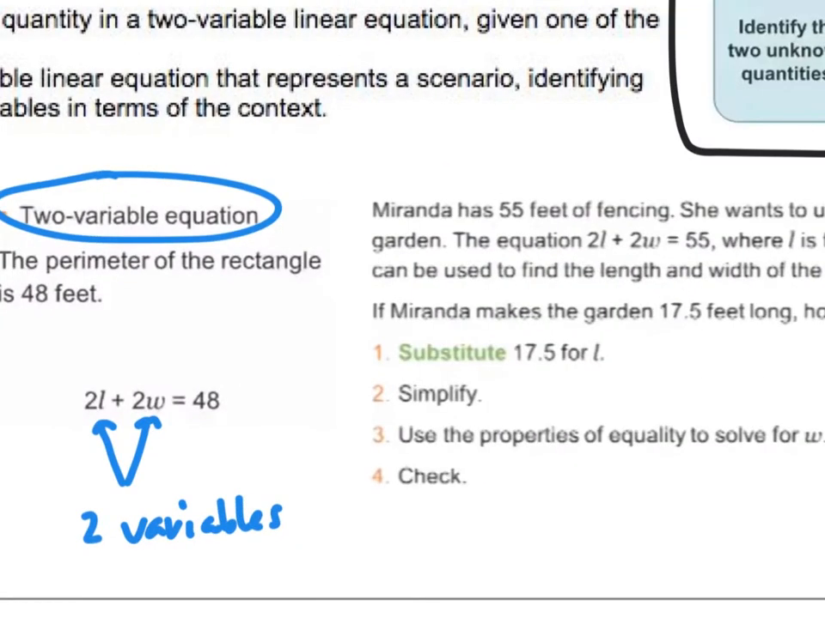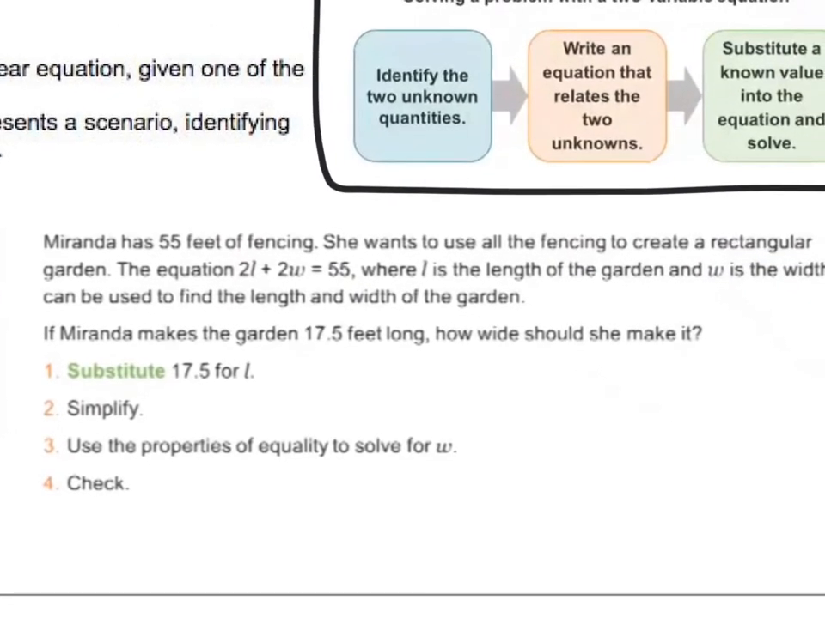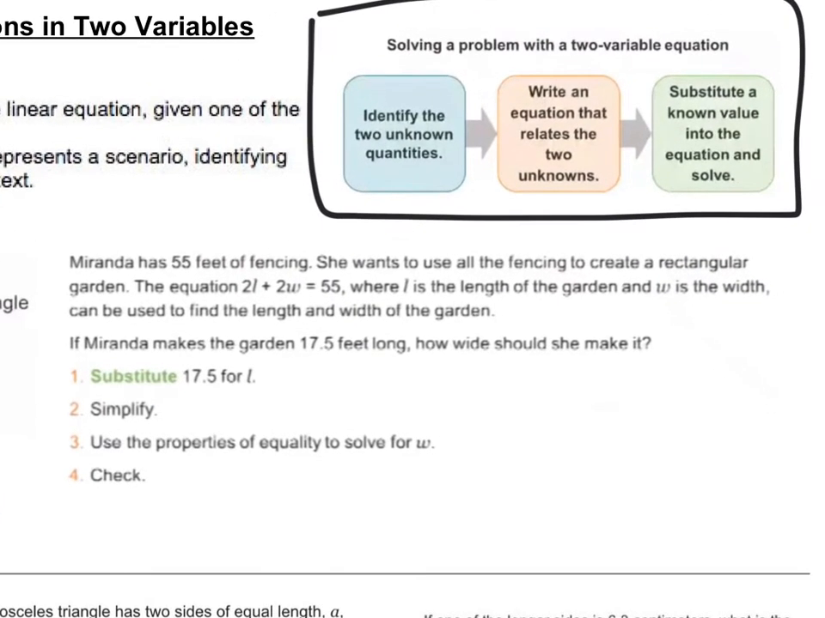And so let's go ahead and take a look at this example here, all right? A lot of these are going to be word problems, so they are kind of tricky. I do want to make sure we understand what we're doing here. And so we have this problem that says Miranda has 55 feet of fencing. She wants to use all of the fencing to create a rectangular garden. So we have this equation for perimeter. If I take 2 times the length plus 2 times the width of a rectangle, then we get a total of 55 feet, which is our perimeter, okay? Where L is the length of the garden and W is the width, can be used to find the length and width of the garden.